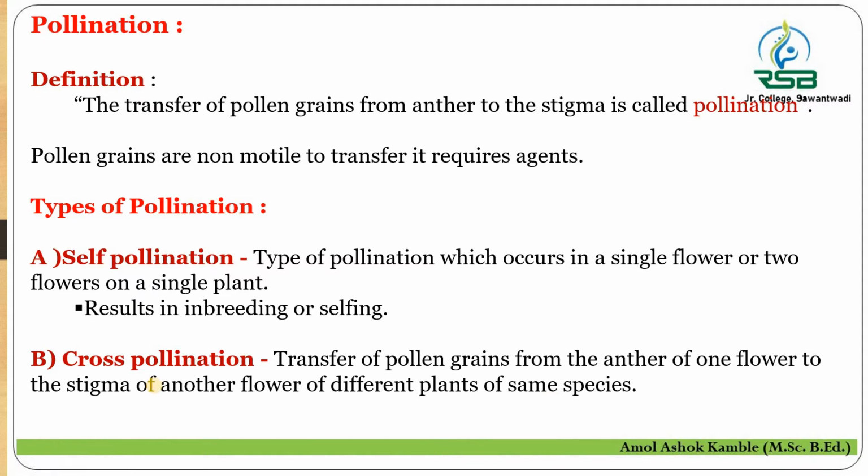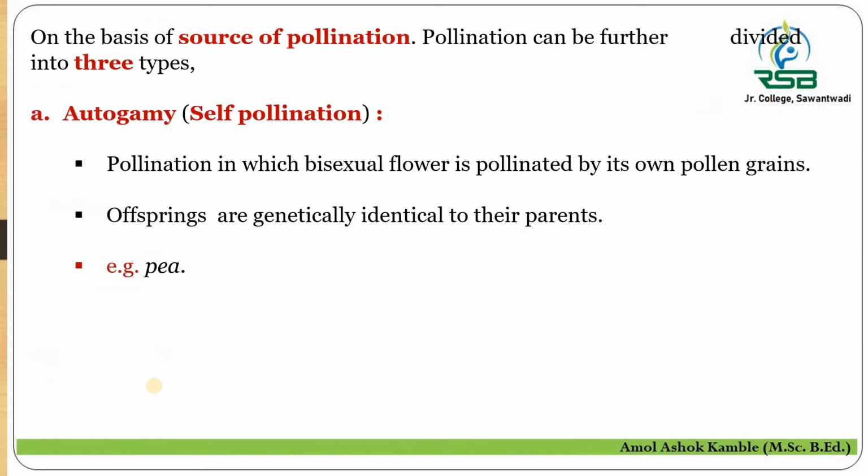Then come to the next part, that is the sources of pollination, on the basis of which the mechanism of pollination is classified. On the basis of sources of pollination, it is further divided into three types. The first is autogamy, the second is geitonogamy and the third is xenogamy. These are the three types of pollination on the basis of source of pollination.